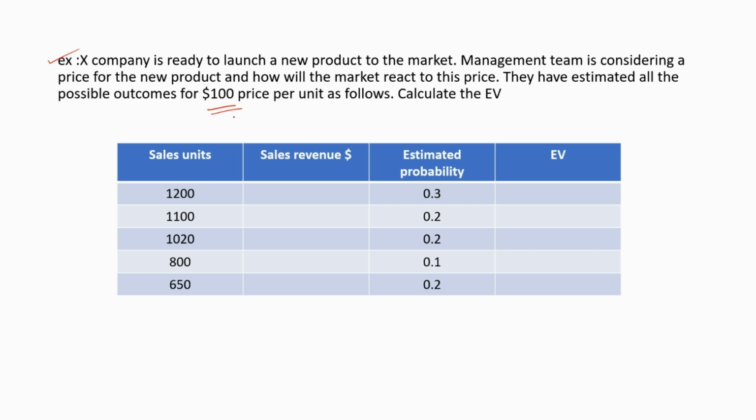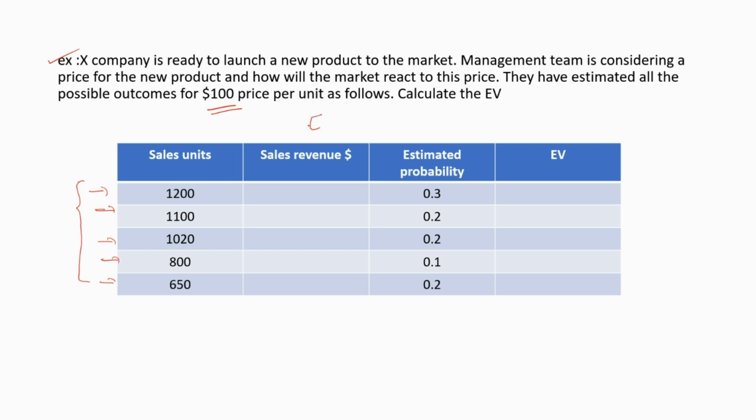Here they have given the estimated outcomes for when the price is 100. So sales units I have given. These are the outcomes. There are 5 outcomes. What we have to do is calculate the expected values. And remember that when it comes to expected values, we have to consider all the possible outcomes. So these are all the possible outcomes for price level of 100.